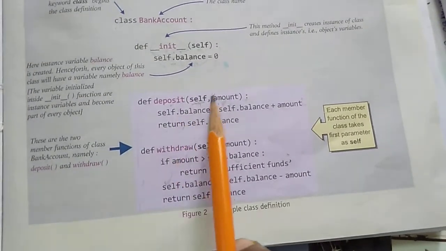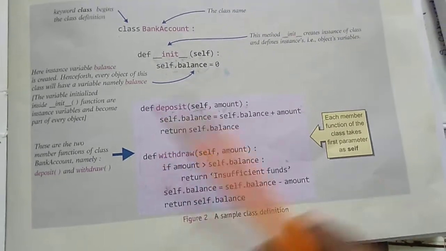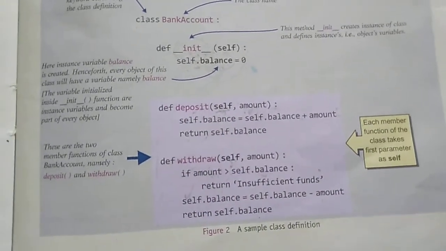Each and every member function must have self as the first argument. I hope that you are able to understand how to create a class.